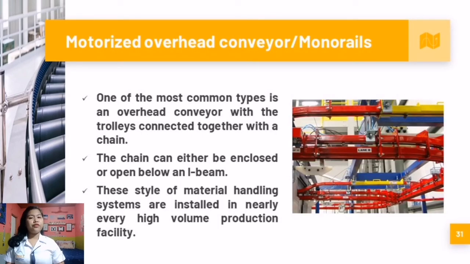Motorized overhead conveyor or monorails. One of the most common types is an overhead conveyor with a trolley connected together with a chain. The chain can either be enclosed or open below an I-beam. These styles of material handling systems are installed in nearly every high-volume production facility.